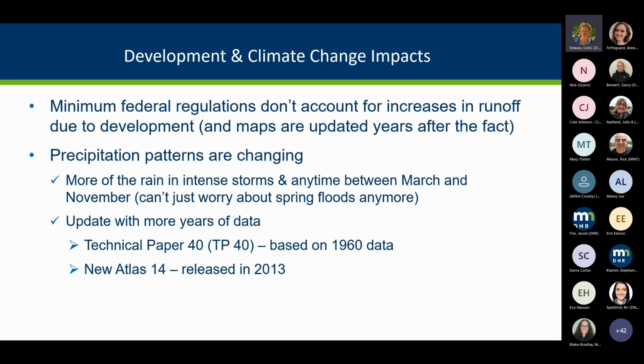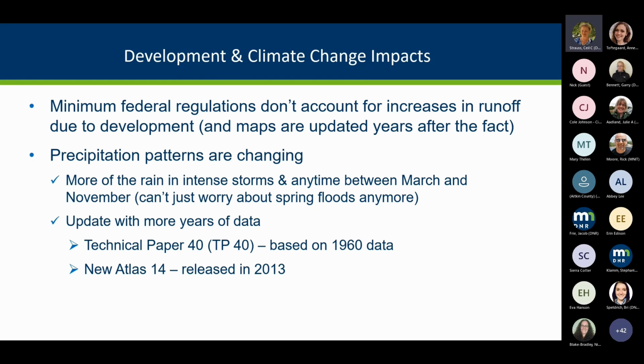Another aspect we need to think about is that the minimum floodplain regulations at 1% are based on today's conditions. It doesn't take into account future conditions and the trends that we're seeing in climate change, where we're seeing more of the rain coming in intense storms, and that the flooding can be anytime between March and November, or heck, we had a fair amount of rain in February this year. So our times of flooding are not just mainly in the spring as people traditionally think of flooding periods.